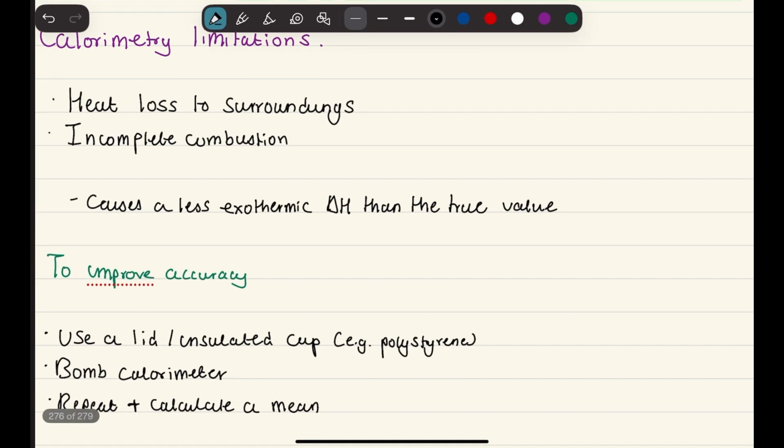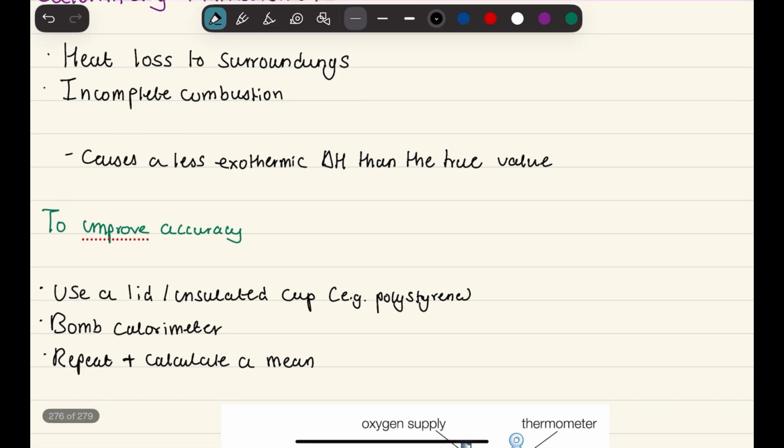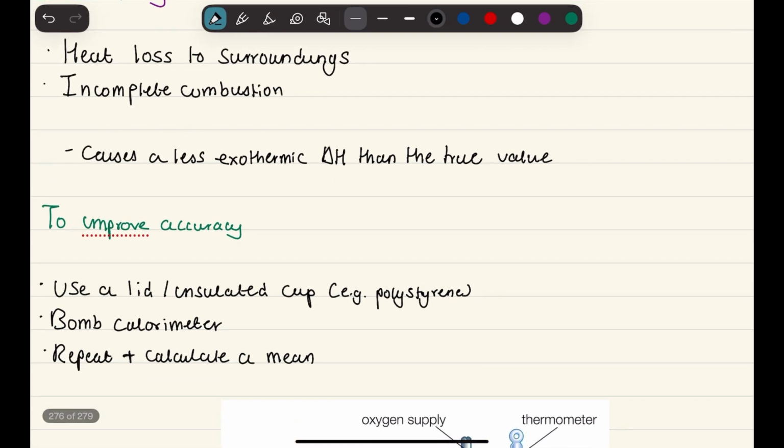Cool. So we know those limitations. How do we mitigate them? Well, you can put a lid on. If you put a lid on, less heat is going to surroundings. You can use an insulated cup, which also means less heat is being lost to surroundings. A bomb calorimeter can also be used. I didn't say that, but a bomb calorimeter can be used.